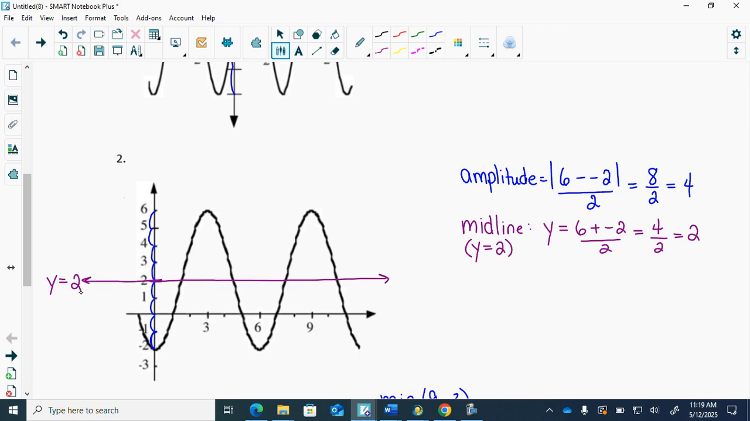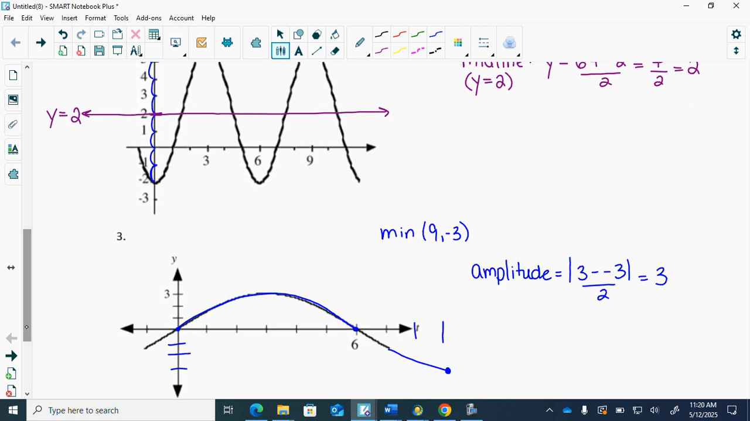Okay? Let's do 3 together. Midline is y equals the max, which is 3, plus the min, which is negative 3 divided by 2, which is 0. So my midline is y equals 0, which is the x-axis, which is halfway. You do the rest. Go quickly.